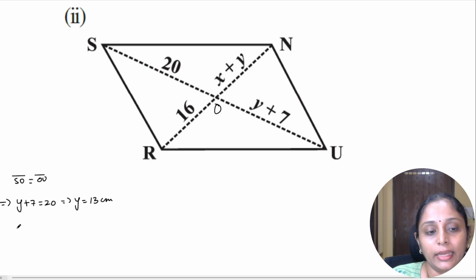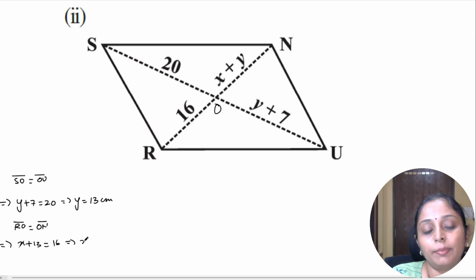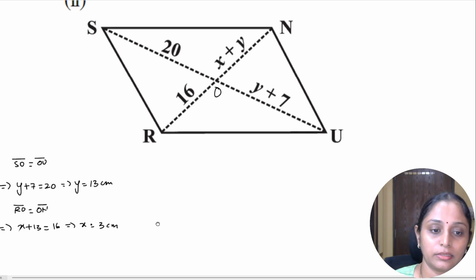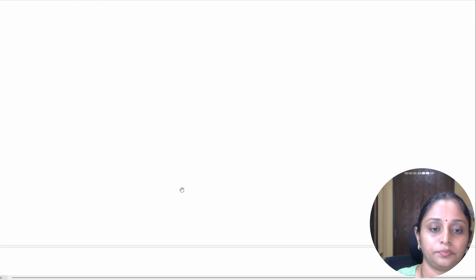Okay, and then I have RO is equal to ON, implies x plus 13, y is 13, we already found out, is equal to 16, implies x is equal to 3 centimeters, right? So this is about x and y in the next sum.